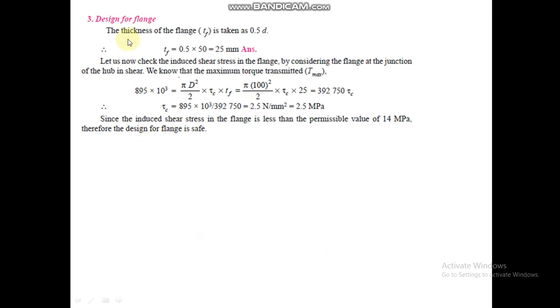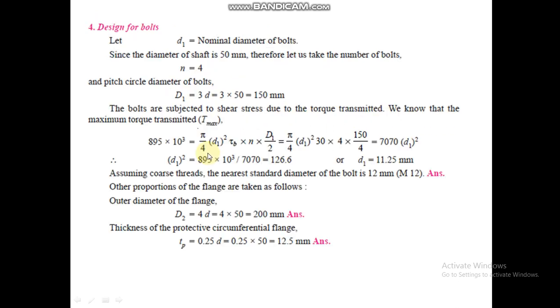Again, you have to design the flange. First of all, you have to find the thickness of the flange, and the thickness of the flange is 0.5d. So find the value of the thickness of the flange and check the design for the flange. That is, torque is equal to π d² upon 2 × τc × tf. Put the values of the diameter and thickness of the flange and find the value of the shear stress for cast iron, which is 2.5 and it is less than the given value 14. Therefore, the design of the flange is safe.